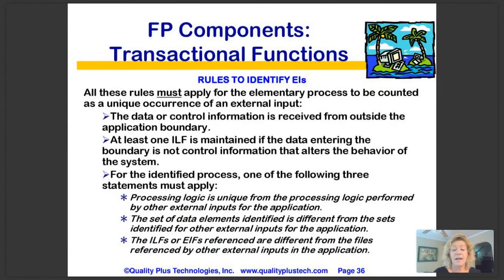Rules to identify EIs. You need to know these absolutely positively. If we've got two different EIs or two different processes coming in and we want to know, is it exactly the same or is it different? For the identified process, one of the following three must apply. So I'm comparing one to the other. If they have identical processing logic and identical DETs and identical ILFs or EIFs, then I know it's an identical function. It would be counted once.